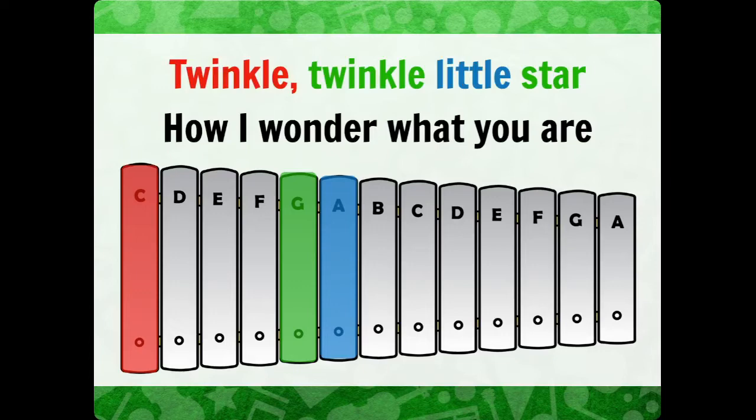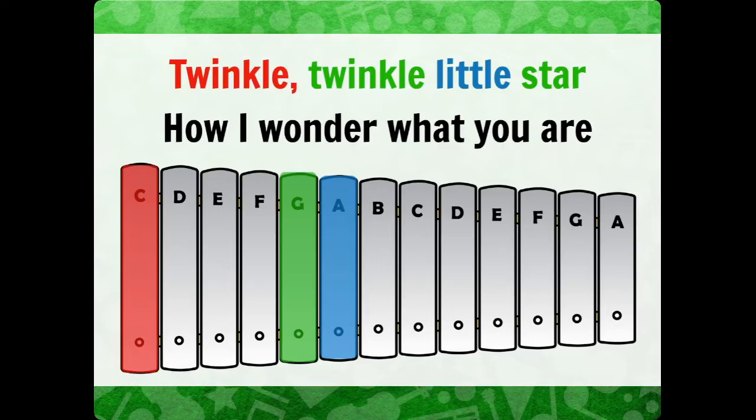Again, there's the visual of the xylophone with the colors on it and then the colored words. I could also do icons or iconic notation with color if I wanted, but I'm not really interested in this specific lesson in getting kids to read a melodic contour, but I could do that. How I wonder what you are, how are we going to get them to do that?